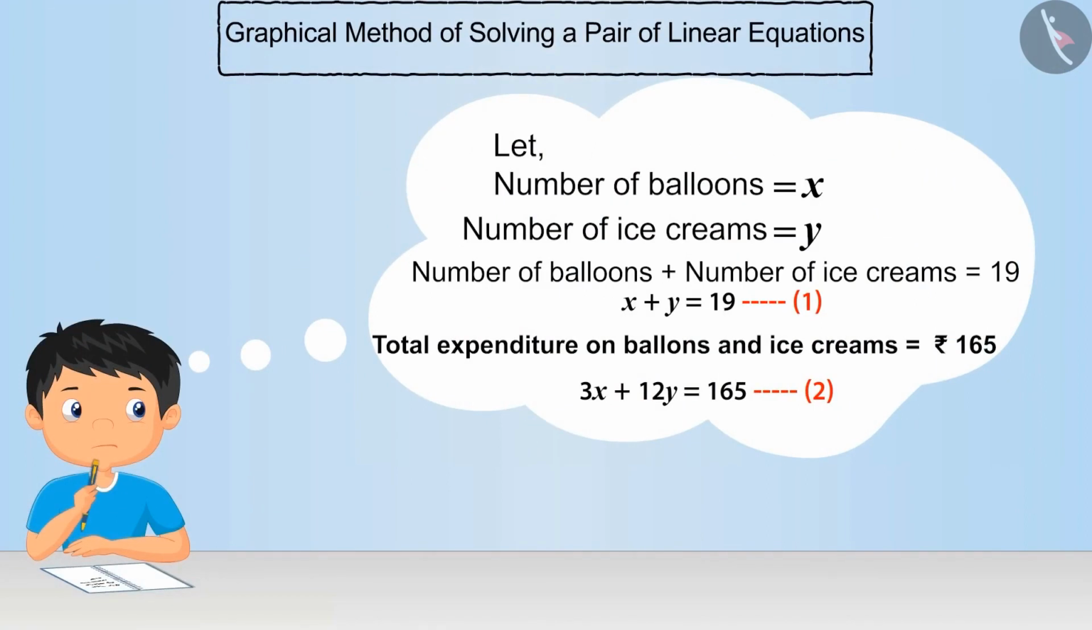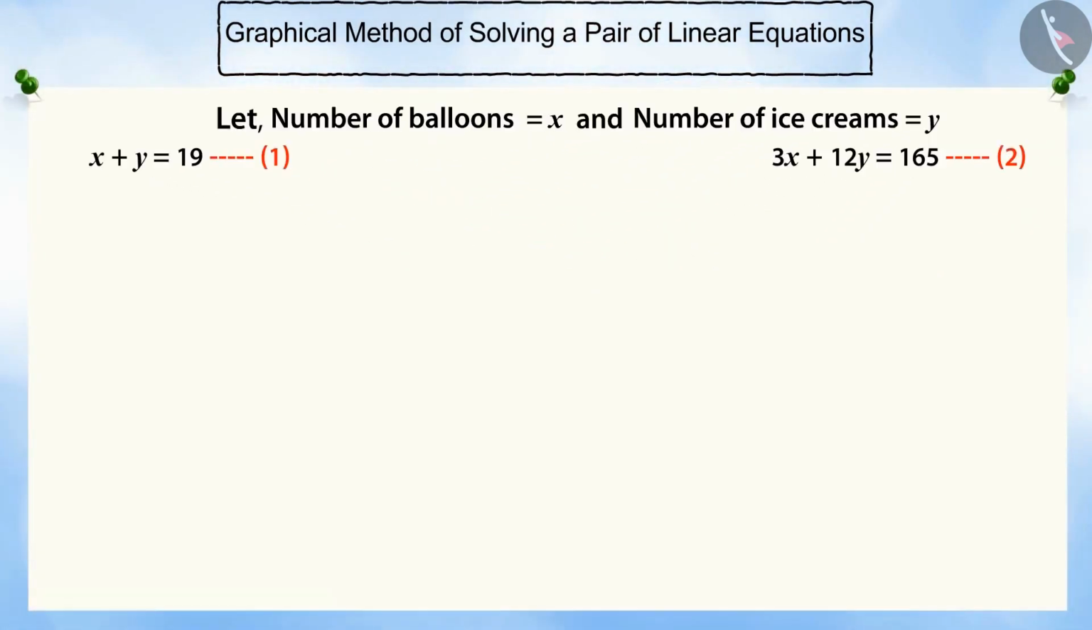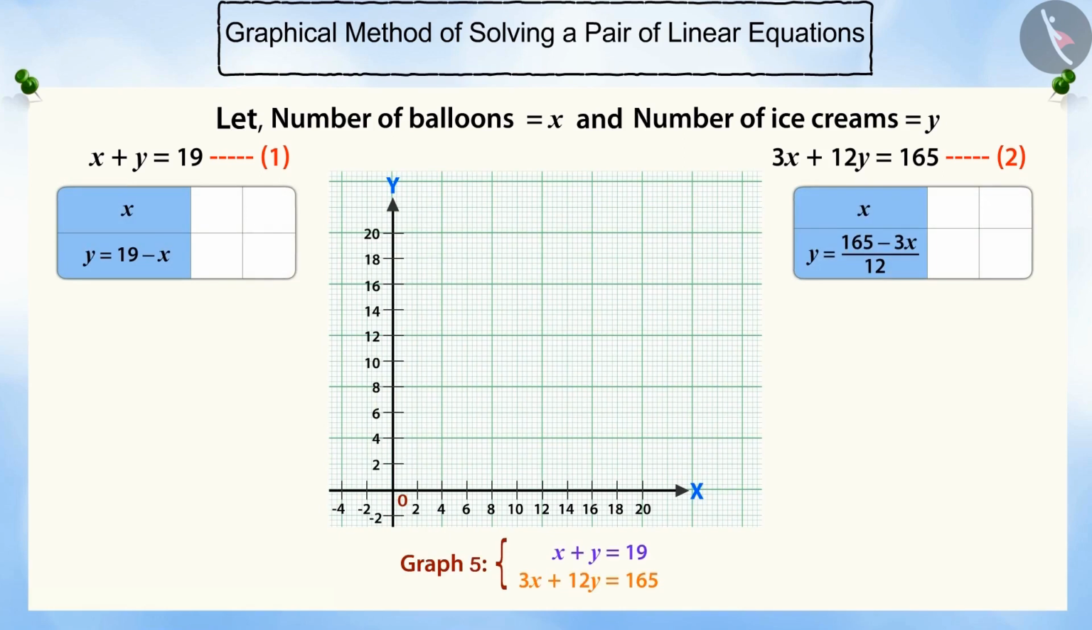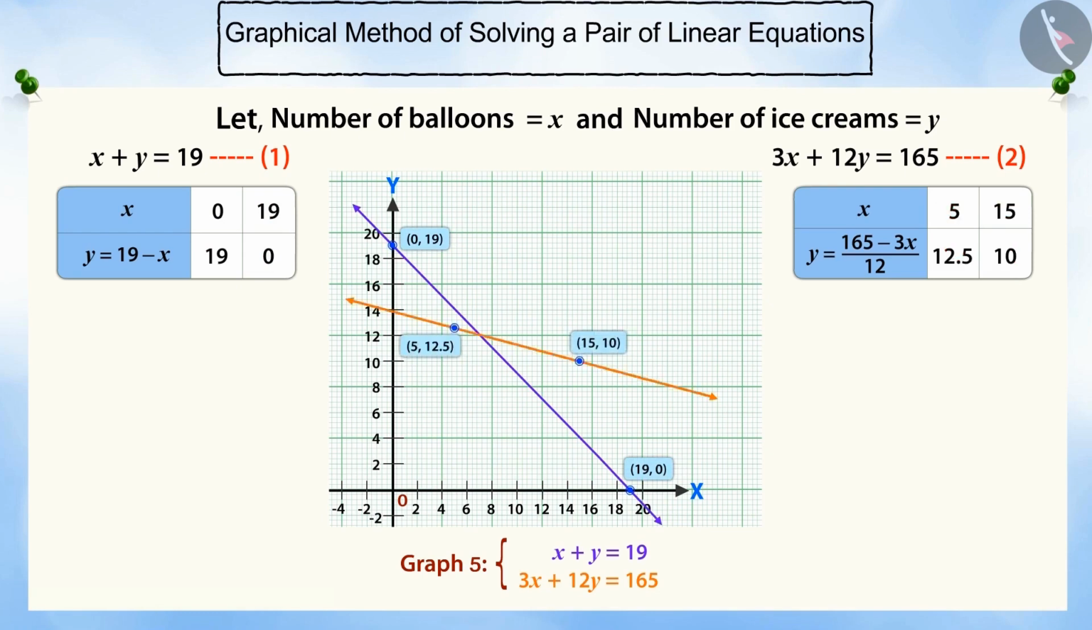Hope you remember our previous video in which Rahul created a pair of linear equations in two variables to find the number of balloons and ice creams he bought on his birthday. Now he wants to know the number of balloons and ice creams by solving this pair of equations. Let's help Rahul. To find this, in both the equations, for some values of x, find the corresponding values of y. Plot these points on a graph paper to get a pair of straight lines.